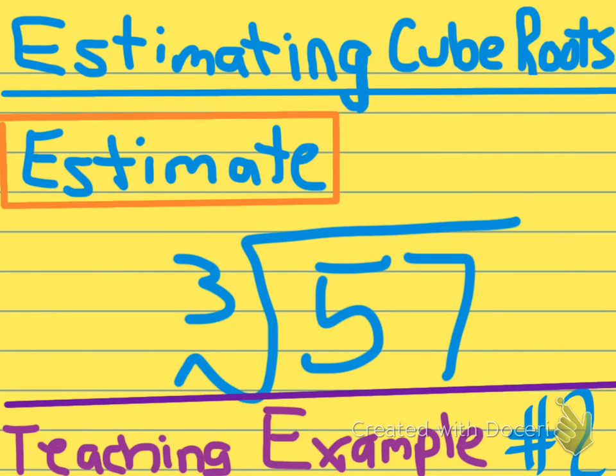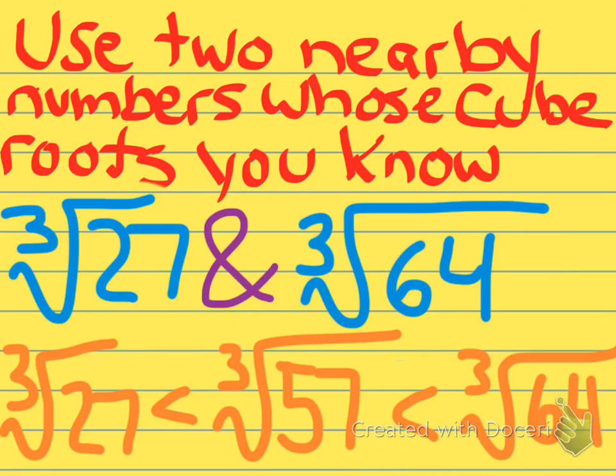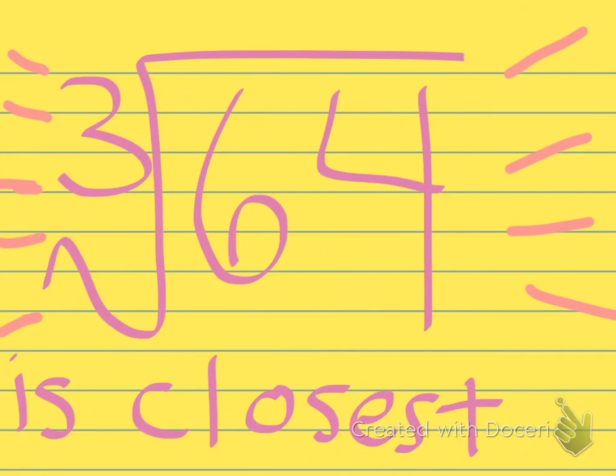Teaching example number 2, estimating cube roots. Now let's estimate the cube root of 57. To do this, we will use 2 nearby numbers whose cube roots you know. The 2 closest cube roots are the cube root of 27 and the cube root of 64. As it says on the bottom, the cube root of 27 is less than the cube root of 57, which is less than the cube root of 64. And the cube root of 64 is closest to the cube root of 57.